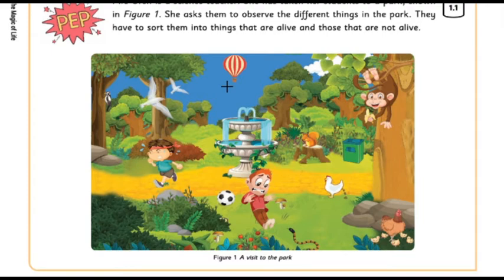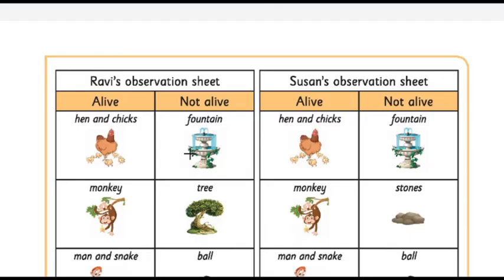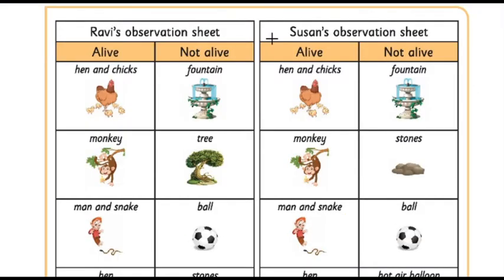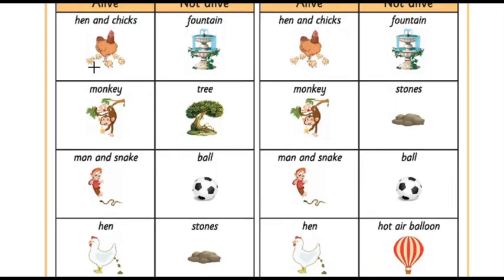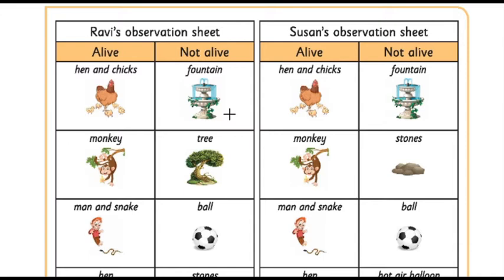So next we are going to see an observation sheet. It is given in your book. So Ravi's observation sheet and Susan's observation sheet. Ravi and Susan are going to fill in what are living things and what are non-living things. Those which are living things are called alive, and here it is not alive. So here we are going to see hen and chick. Is it alive or not? Yes, it is a living thing. So here, fountain. Is it alive or not? It is not alive.